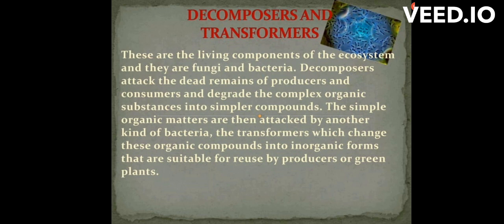Decomposers and transformers. These are the living components of the ecosystem, and they are fungi and bacteria. Decomposers attack the dead remains of producers and consumers and degrade the complex organic substances into smaller compounds. The simple organic matter is then attacked by other kinds of bacteria, the transformers, which change this organic compound into inorganic forms that are suitable for use by producers or green plants.